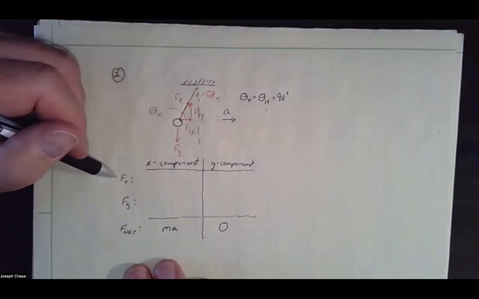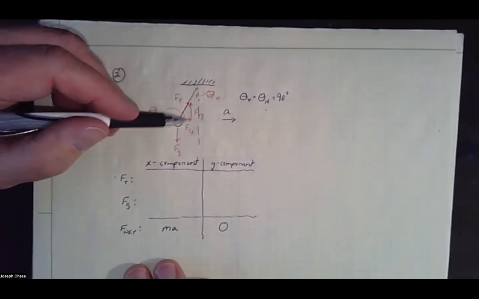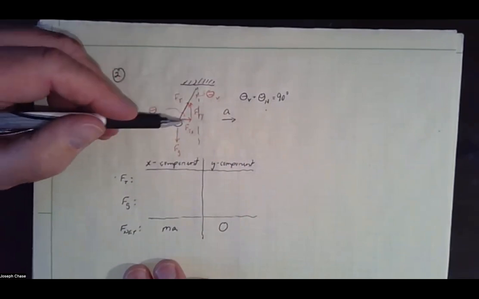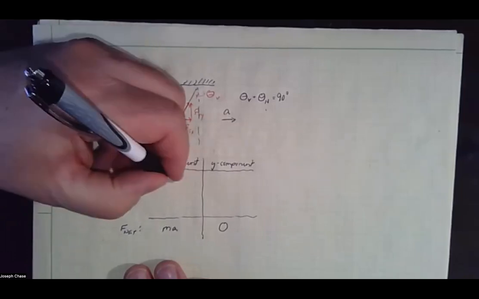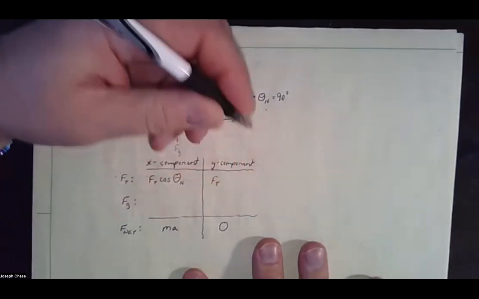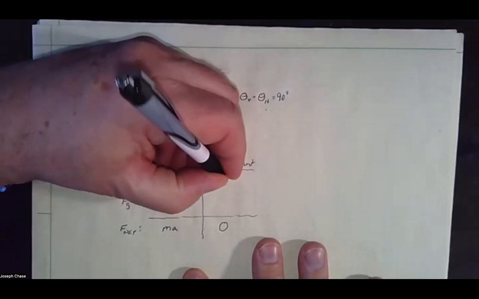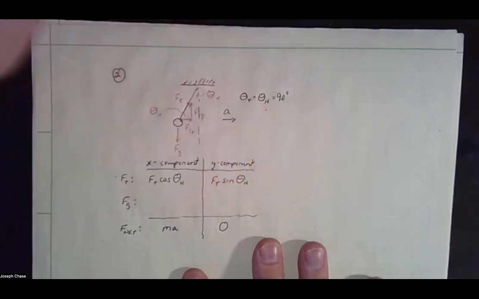So T is the one that has components along the x and y direction. The x component is going to be equal to Ft times the cosine of theta h, and its y component is going to be Ft sine theta h.